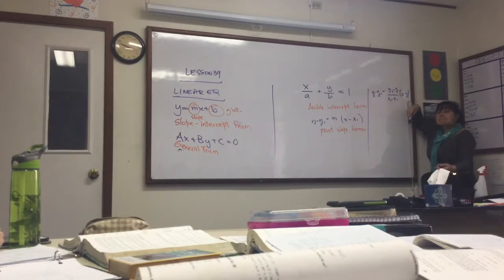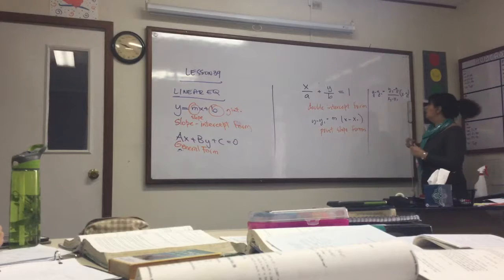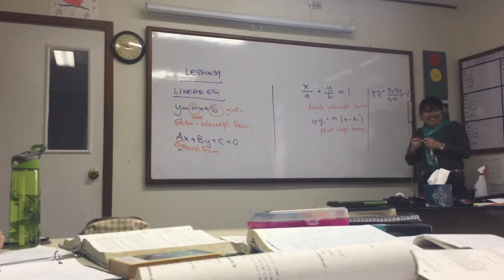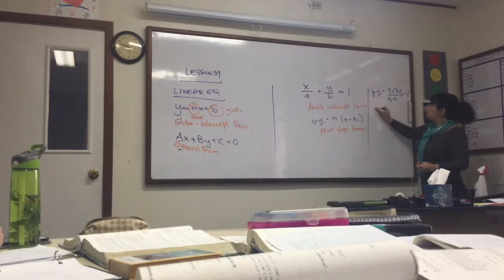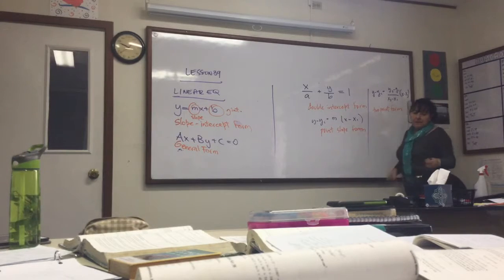Wouldn't the last parentheses be x minus x1? Yes, it would be, but I made a mistake, so thank you for correcting me. Yes. So this is the 2-point form. 2-point form. Okay?